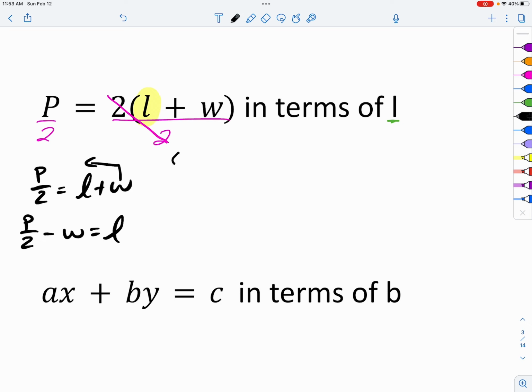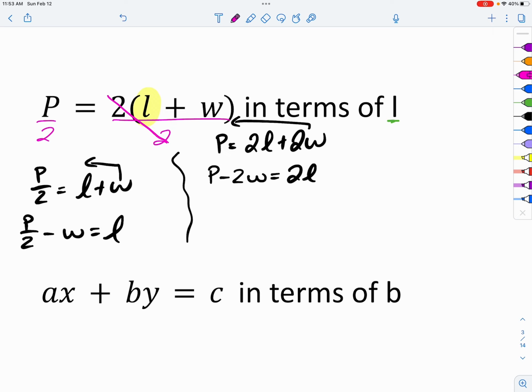So there's option 1. Option 2, you might want to expand the bracket. And here, move the 2W over, and then divide by 2. P divided by 2 is just P over 2, or you could write it as 1/2 P. It's the same thing. Minus W equals L. So you have the same solution, no matter which of those things you do first.